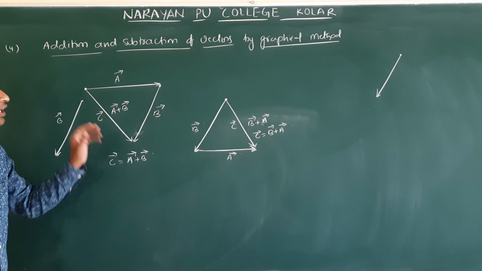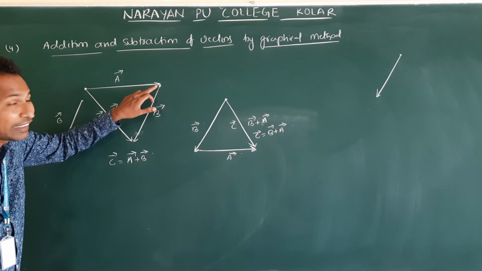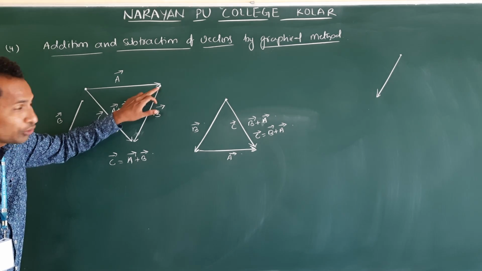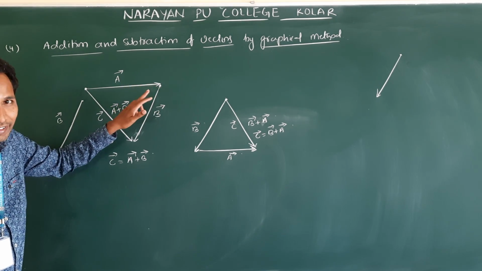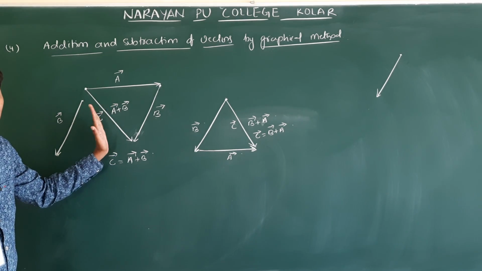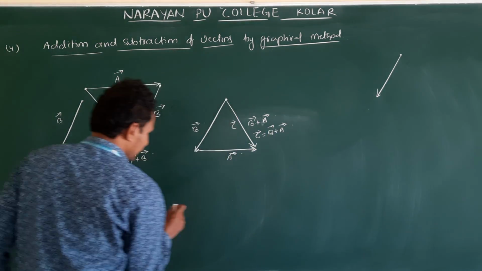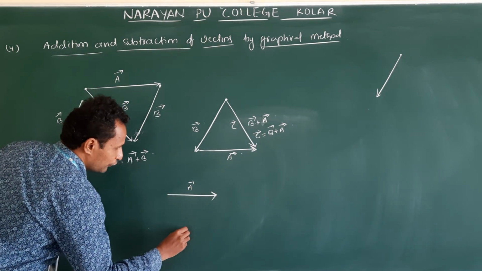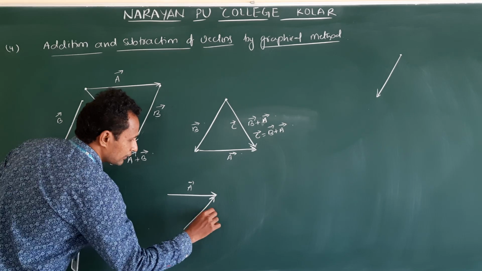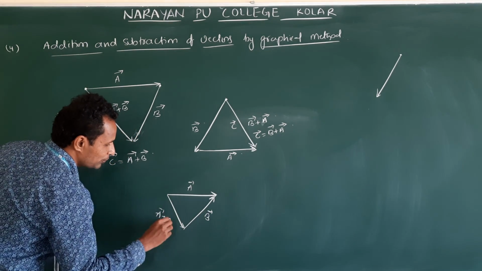So shifting is very important here. What do we do in this process? We bring the head and tail in contact. Don't make head and head contact by shifting. If you do contact head and head, then the closing side will not be the correct answer. Suppose you shift like this without following the rule, if you write A and B like this, the closing side will not be A plus B.